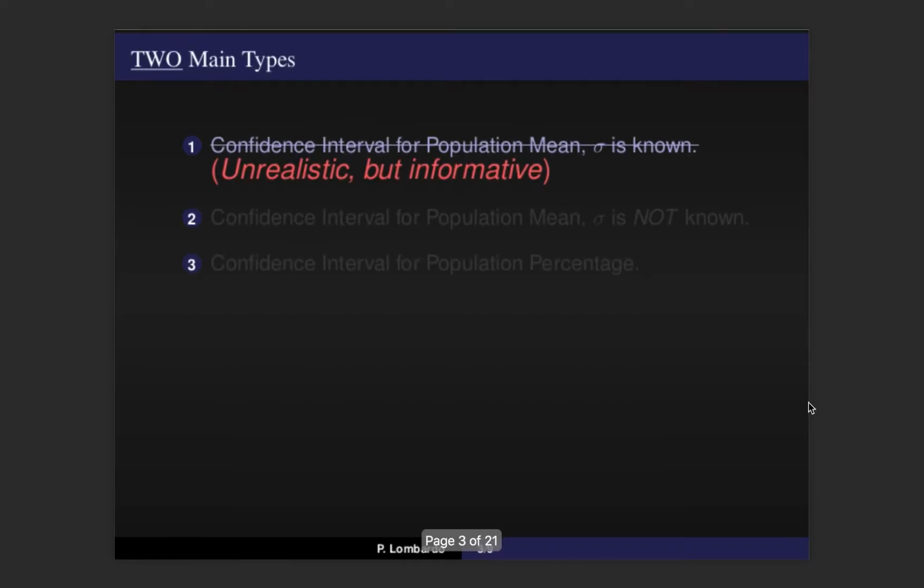We started by considering a confidence interval for a population mean with the unrealistic assumption that we knew sigma, the population level standard deviation. While unrealistic, this was an informative example, really just designed to help bridge the gap between the central limit theorem and where these confidence intervals come from. Hopefully it gave you an intuition for how confidence intervals work and why they work.